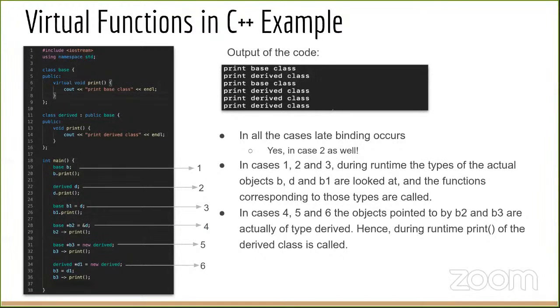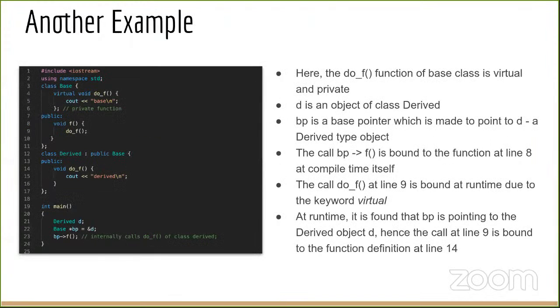Finally, in cases 4, 5, and 6, when the print function is being called, the pointers are of type base, but at runtime the actual object is looked at, and based on its type, the function calls are bound to the correct function definition, and hence in all of these cases, that is 4, 5, and 6, the print function of the base class would be called. Okay, I hope that's clear. Yeah, next slide.